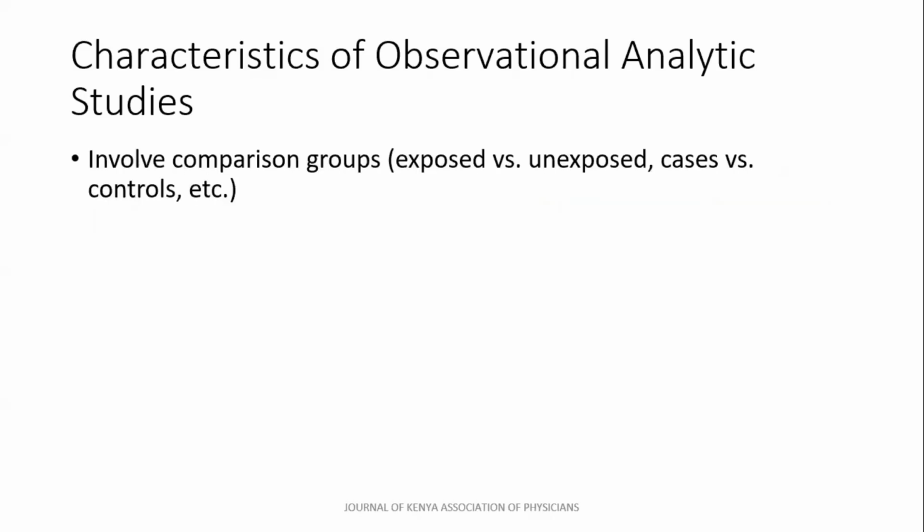So number one, they involve comparison groups. So analytical studies are structured to compare groups. So for example, in cohort studies, we follow people who are exposed to something and compare the outcomes with those who are not, or in case controls where we compare people with a disease to those without it to see what differs between them.